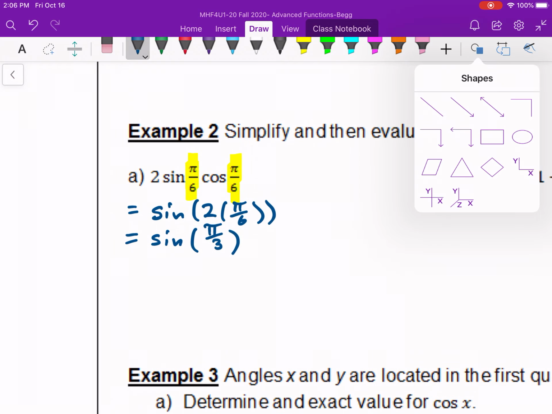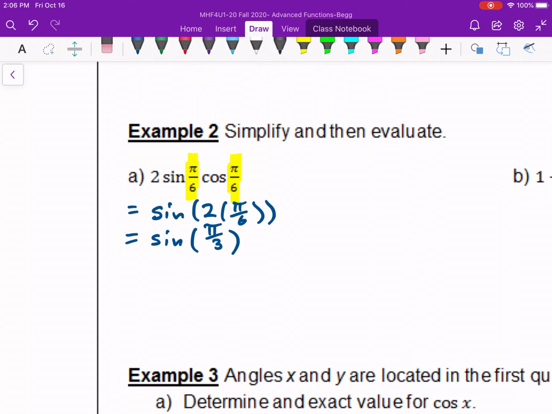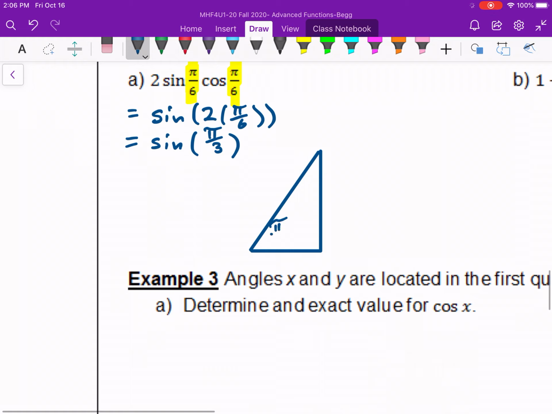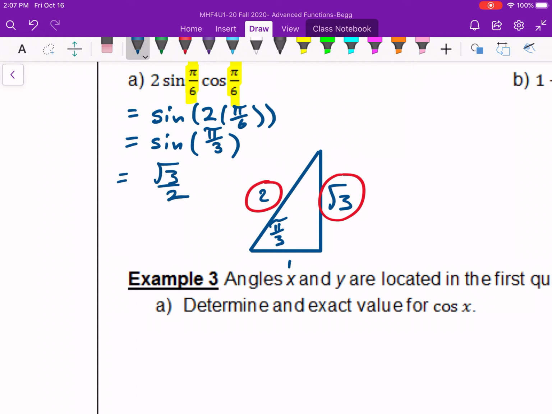And if I use my special triangle, let's draw it like this. Remember, the pi over 3 triangle went 1 to root 3, so I want the sine, which would be opposite over hypotenuse, so it's just going to be root 3 over 2.